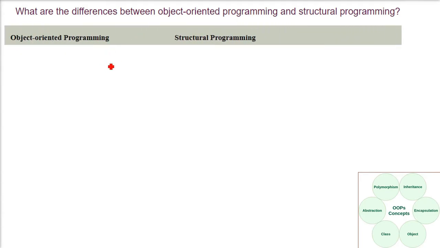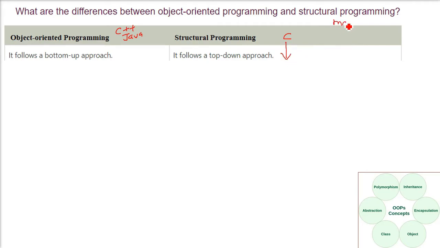Structural programming is all about functions. If you have worked on C, it's all about functions. If you have worked on C++ or Java, it's all about the data. First of all, object-oriented programming and structural programming. Structural programming follows the top-down approach. That is, first you decide the main functionality, then you see what all small things we need. You make different functions for that.